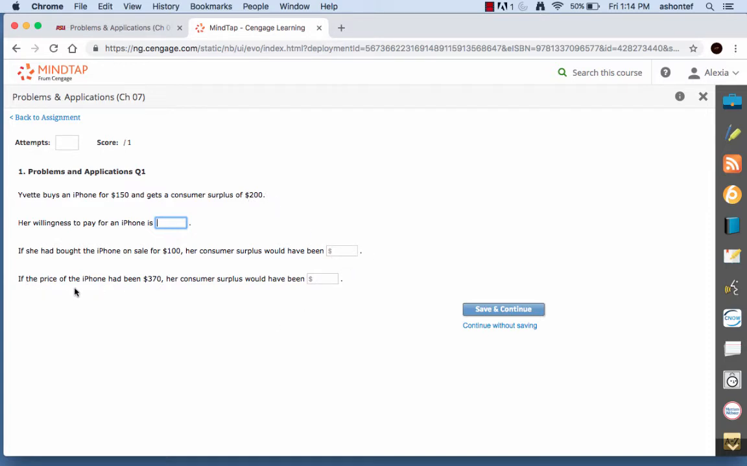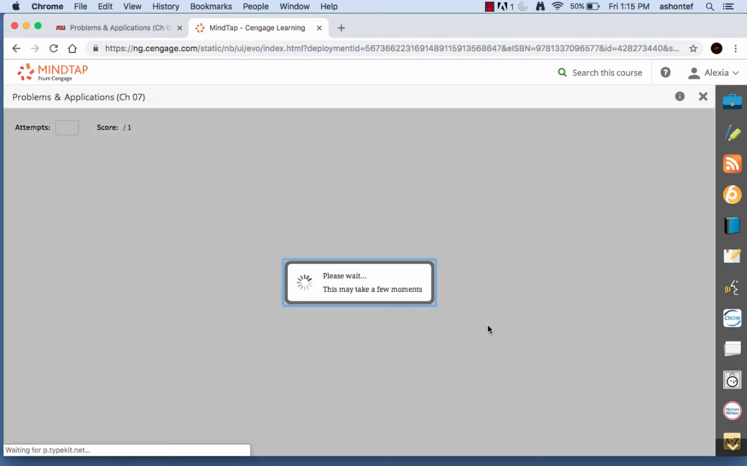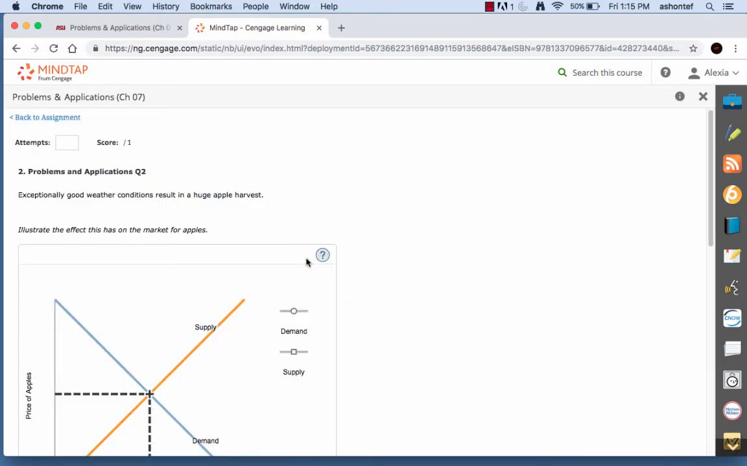And then this one says if the price of the iPhone had been $370, okay, her consumer surplus would have been what? Don't be fooled by this. Go back to what she was willing to pay. So if this price is bigger than what she was willing to pay, then think about what that would mean about whether she would even be getting any consumer surplus. So we'll continue on to our next question.